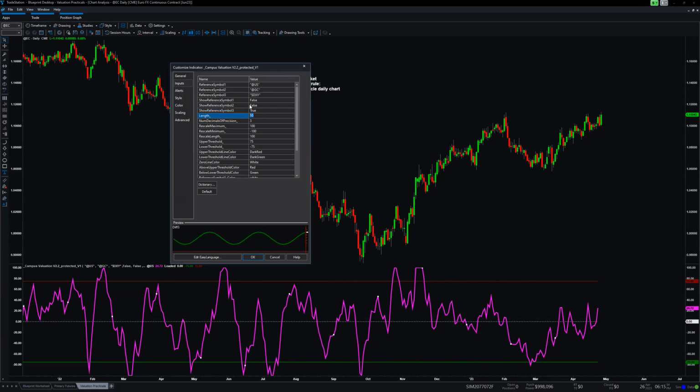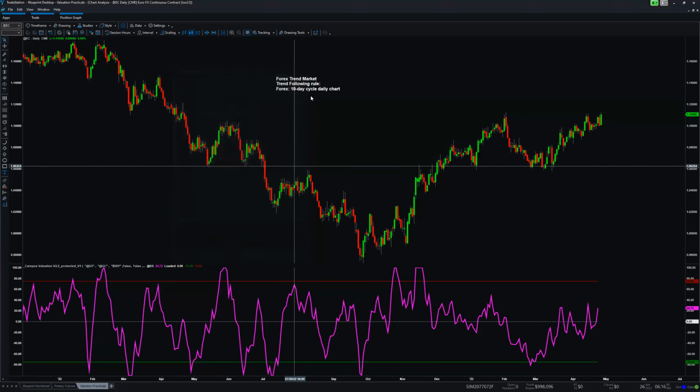cycle is right there. And then we're now looking at the cross-market condition versus the US dollar. We put that as true. And so what we need to do for Forex is look at the US dollar DXY 10-day cycle. And I guess I don't need the daily chart here.